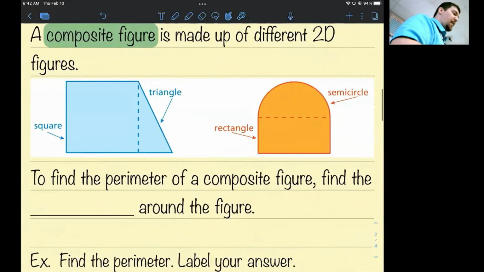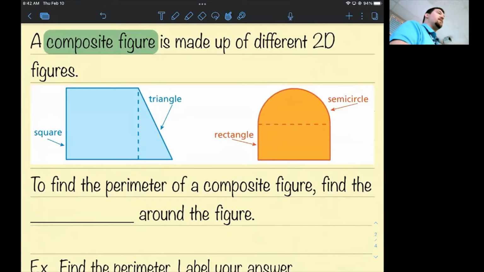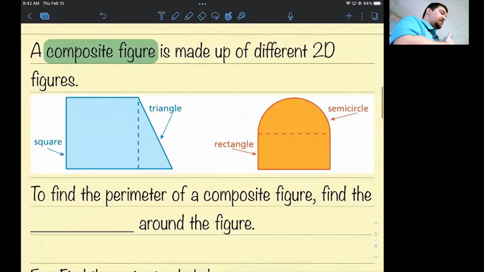All right, so a composite figure is made up of other two-dimensional figures. So we see here in this example, we see a square and a triangle. They say that's a composite figure. I'd argue that's not a composite figure, that's just a trapezoid. We looked at some trapezoids yesterday, didn't we? You could chop a trapezoid up into different figures, so we'll call it a composite figure, sure.